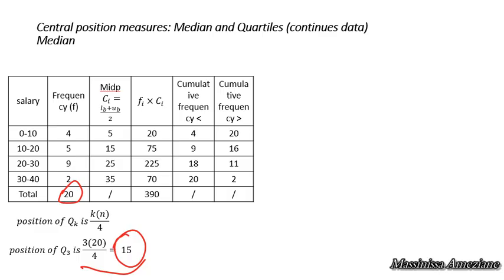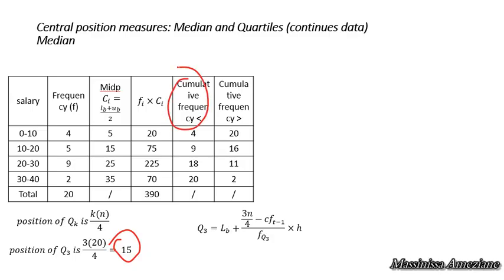So now we know that the position of Q3 is 15. We follow the same steps as we did with the median. Q3 is actually the lower boundary of the Q3 class. So how to find the Q3 class? Since the position is 15, we check the cumulative frequency less than. We don't have 15, so we take the next value available, which is 18. So this is the class of Q3.